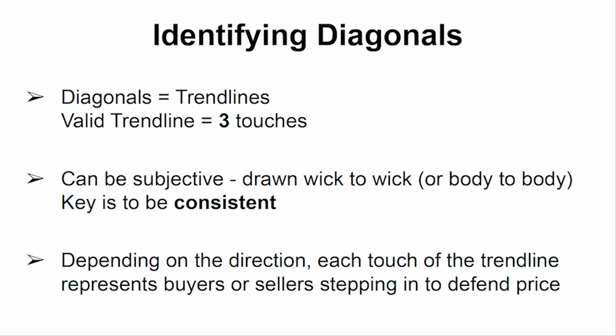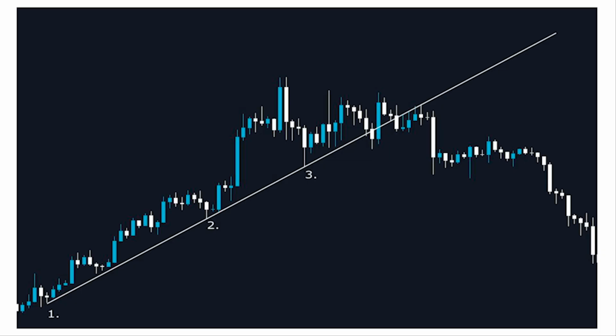This is because some traders choose to draw them from candle body to body, while others may prefer to draw them from wick to wick. The truth of the matter is that it does not matter which style you choose, as long as you stay consistent. As mentioned earlier, traders want to be buyers at support and sellers at resistance.